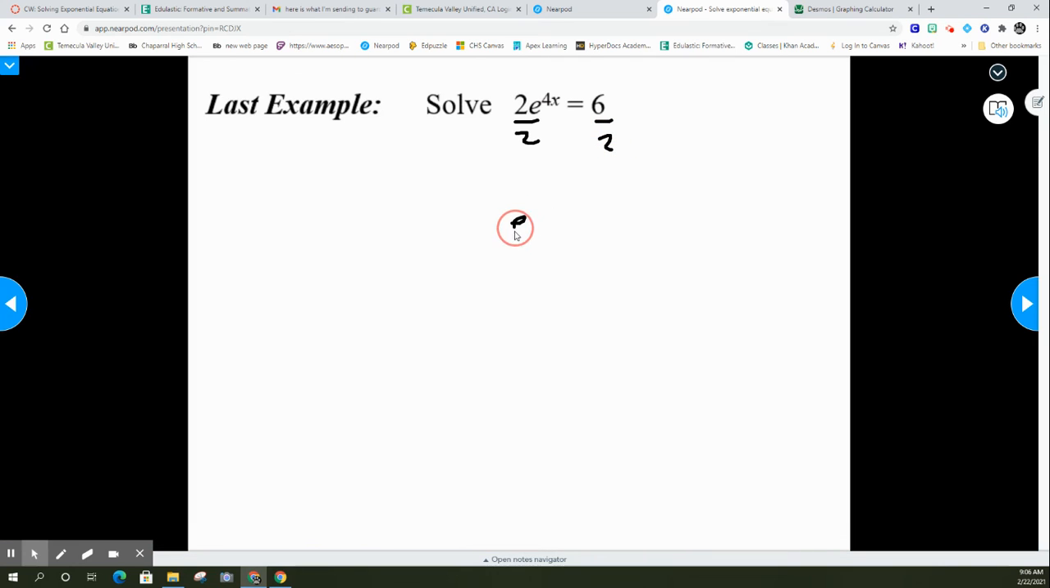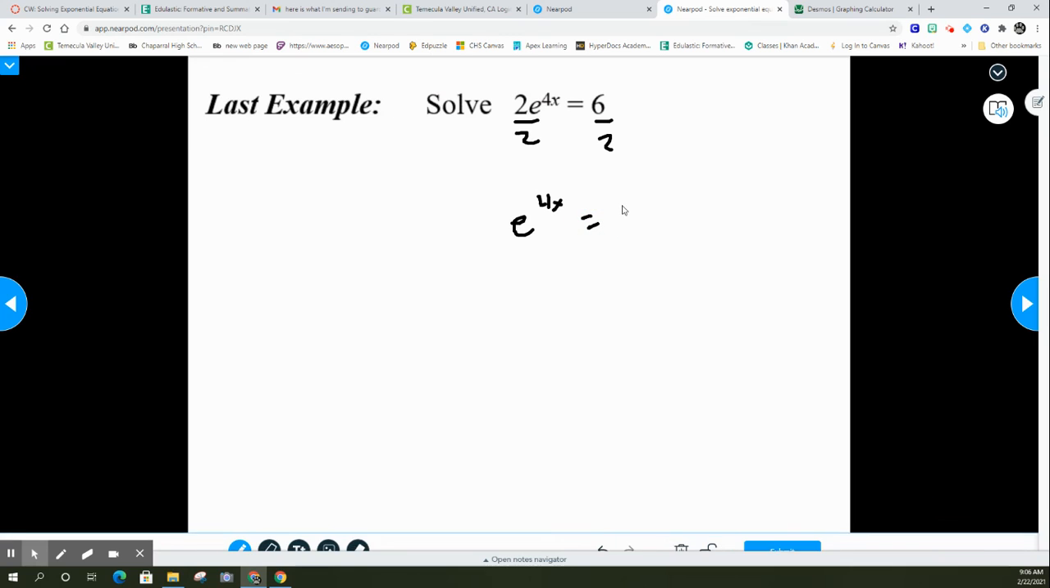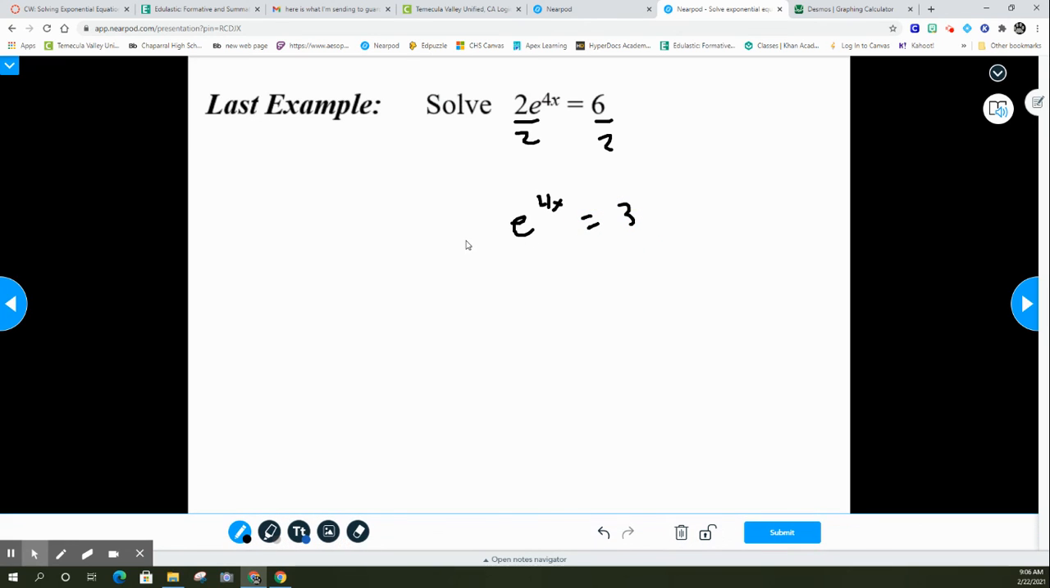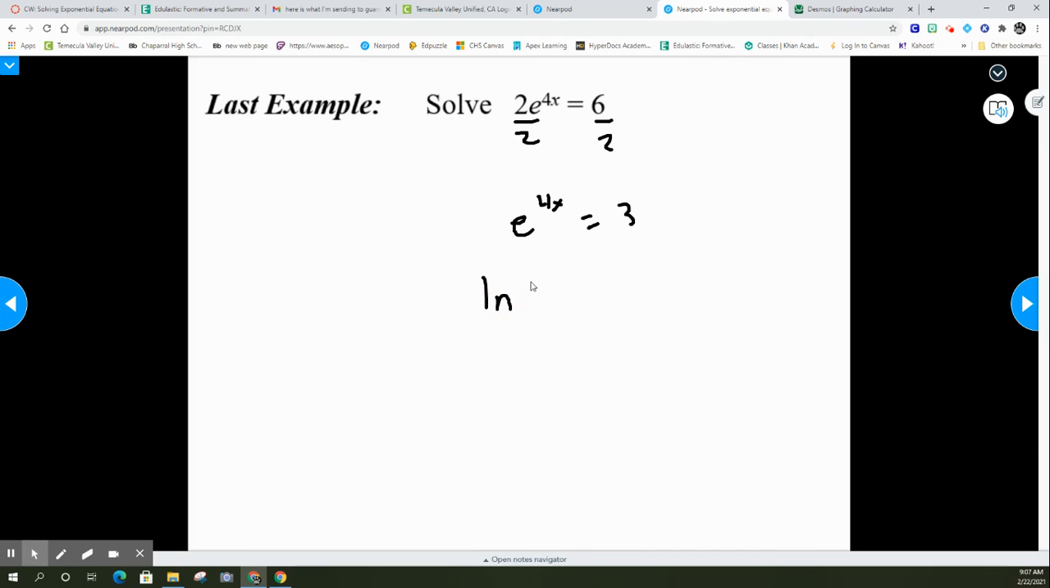I get e to the 4x equals 3. And now when I rewrite this, it ends up being log base e. So instead of writing log base e, I just write natural log of 3 equals 4x, and then I divide by 4. And so x equals natural log of 3 over 4.